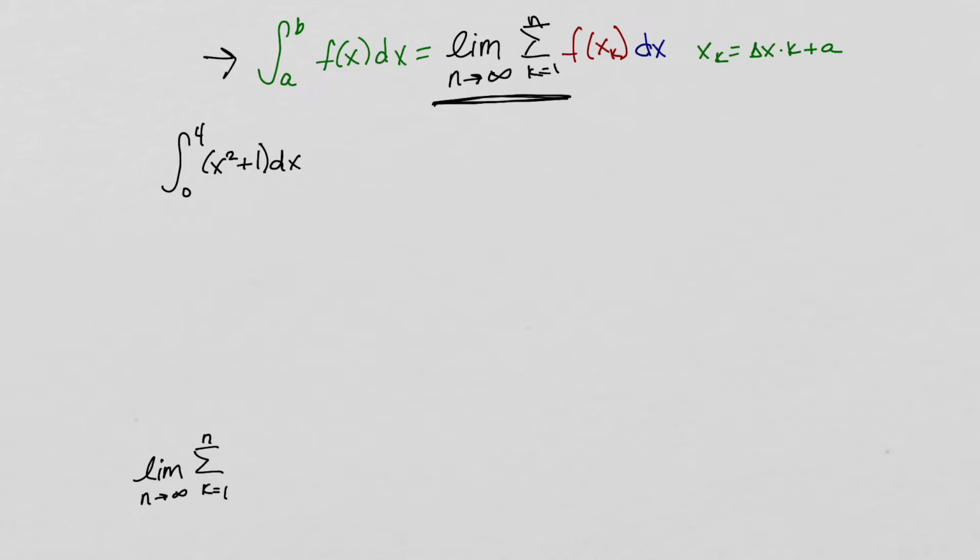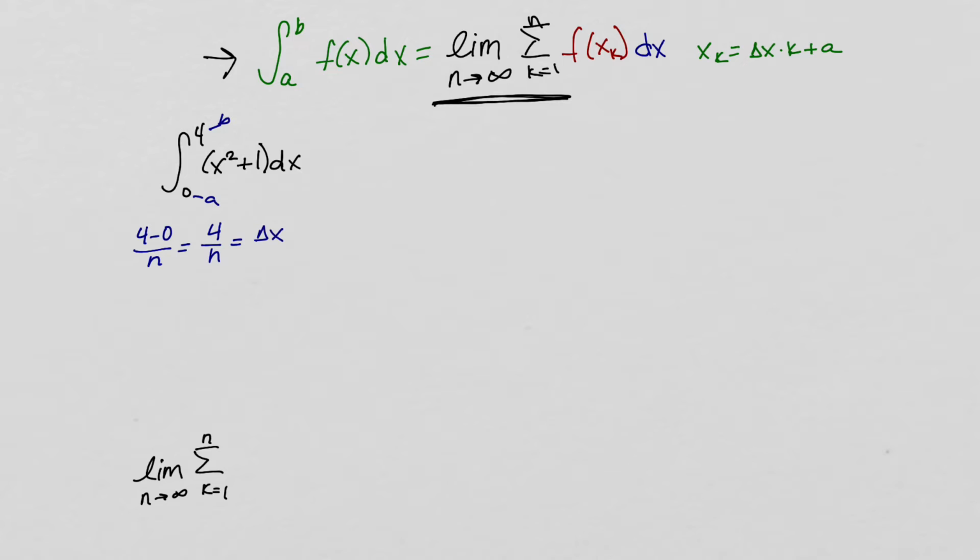So in order to do that, we need to know a and b. So 0 is a, and 4 is b. And so we're going to do 4 minus 0 over n, which is 4 over n. And that's going to be our dx, or our delta x.